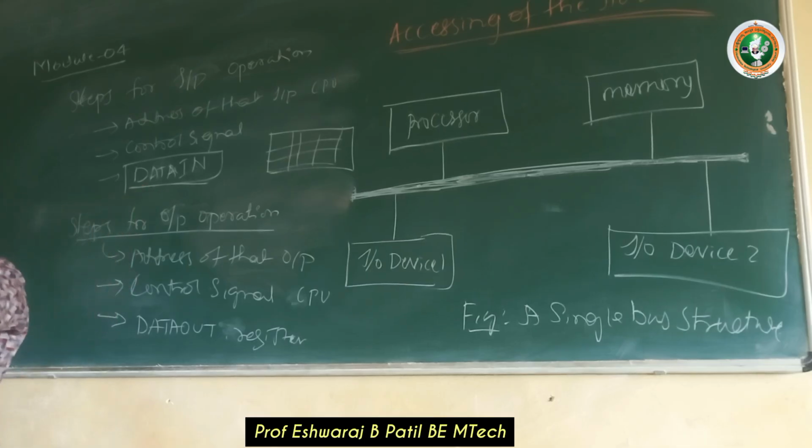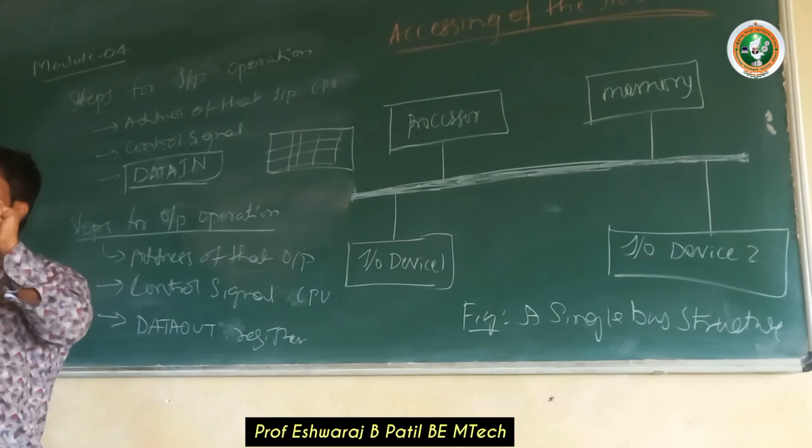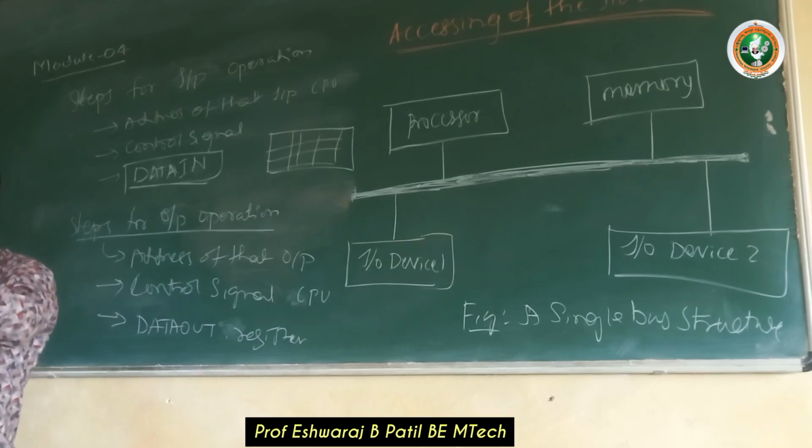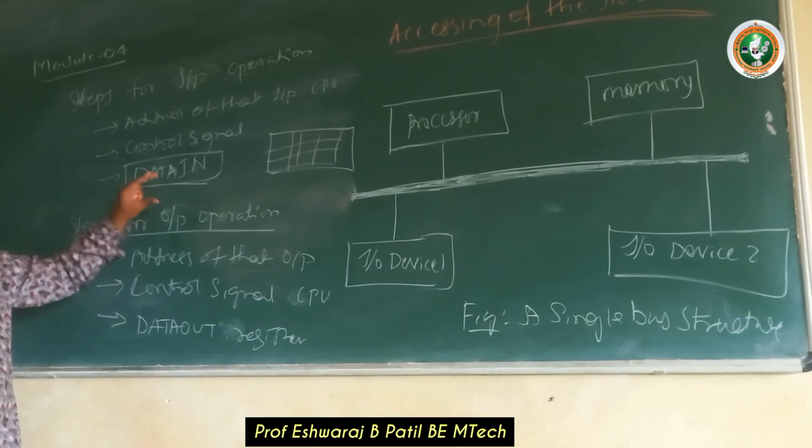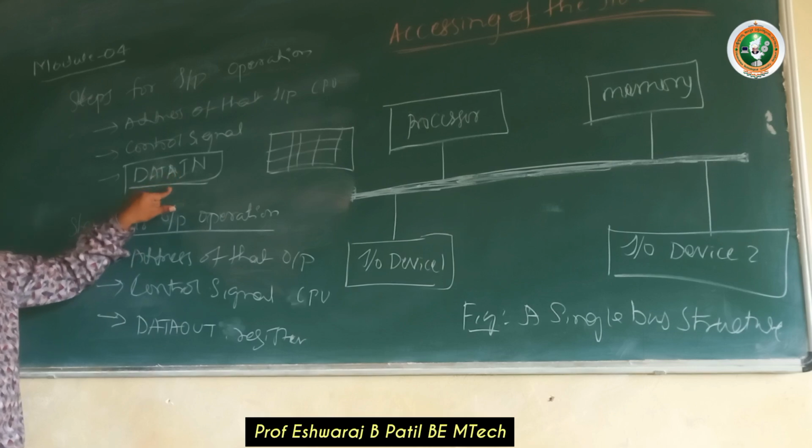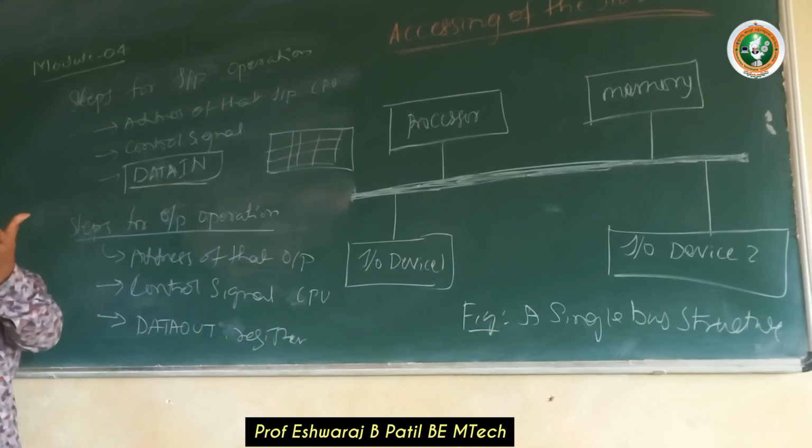The data in register is not visible or available to the designer or programmer, but the processor communicates with the input devices through the data in register. This register is used only by the processor when it communicates with the input devices.